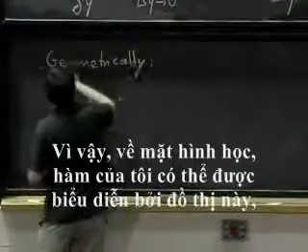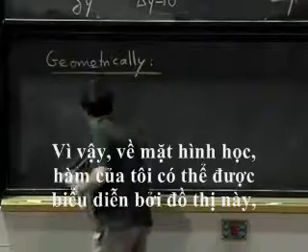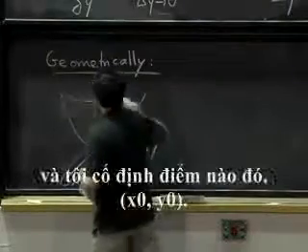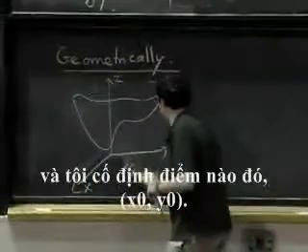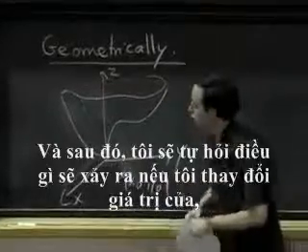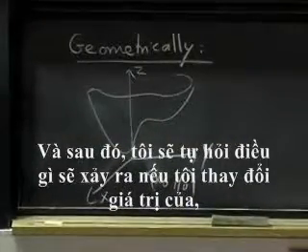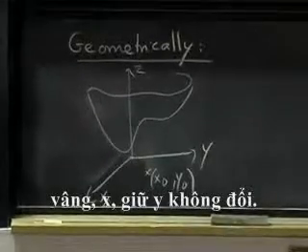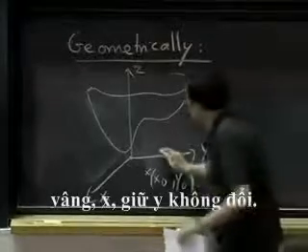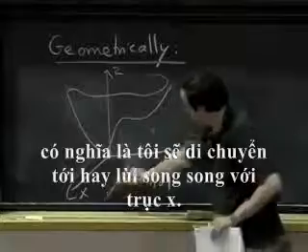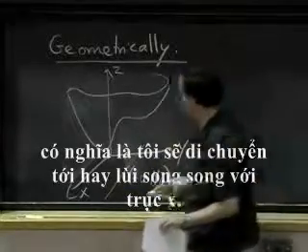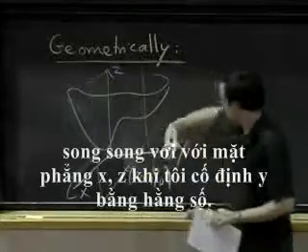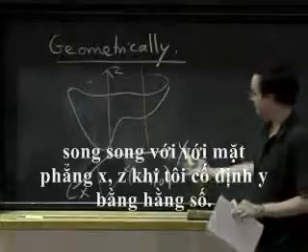So geometrically, my function can be represented by its graph. And I fix some point x0, y0. And then I'm going to ask myself what happens if I change the value of x, keeping y constant. If I keep y constant and change x, it means I'm moving forward or backward, parallel to the x-axis. So that determines a vertical plane, parallel to the xz plane, when I fix y equals constant.